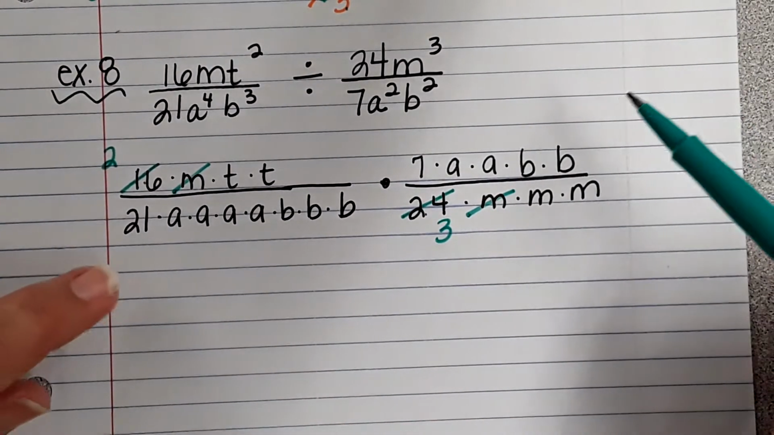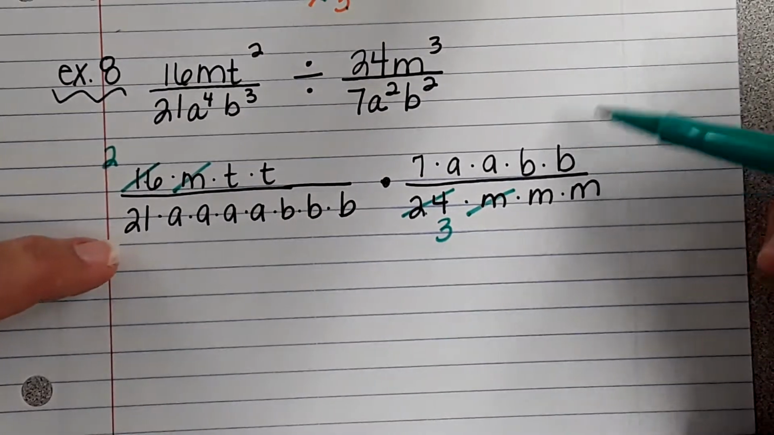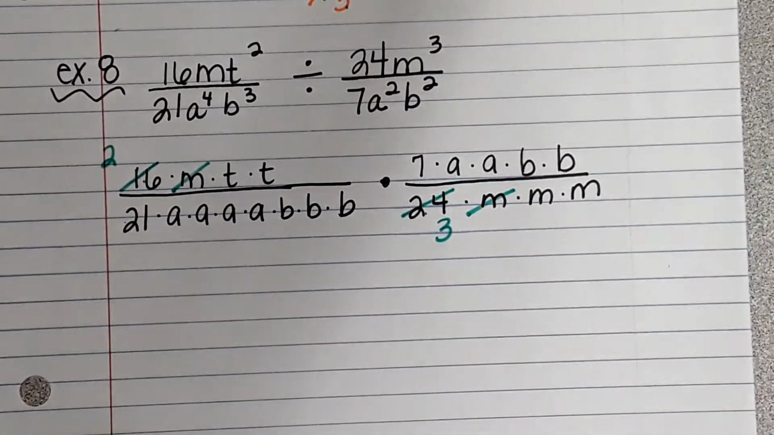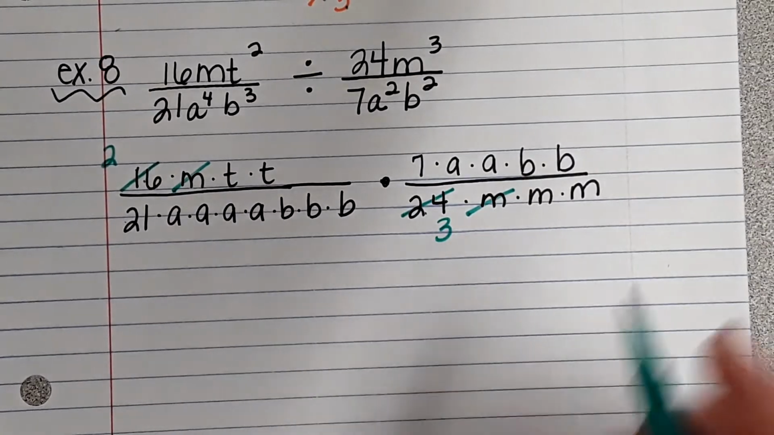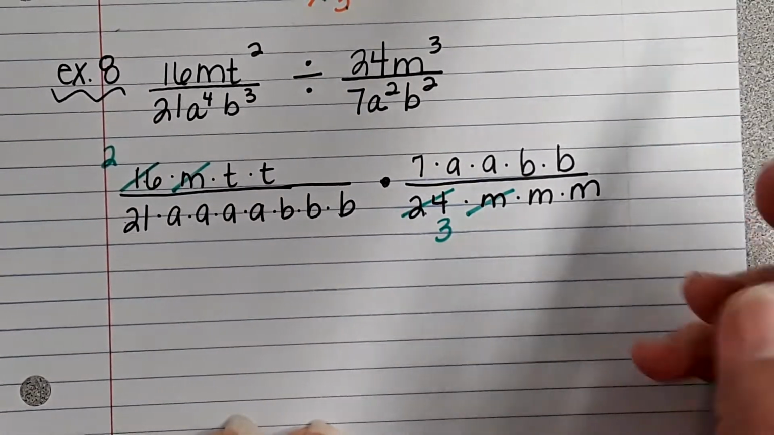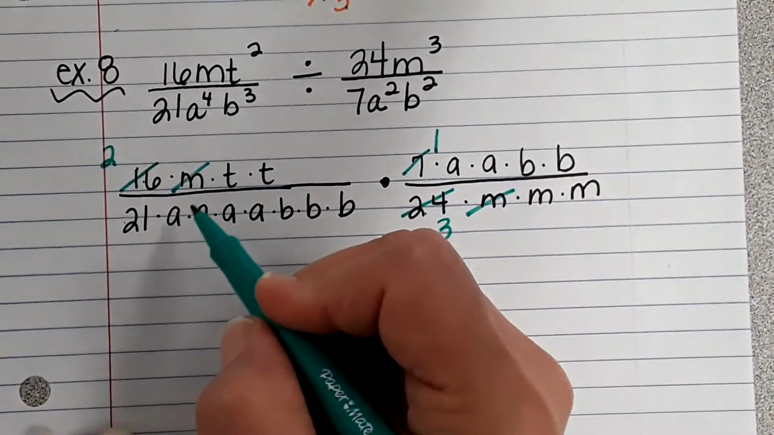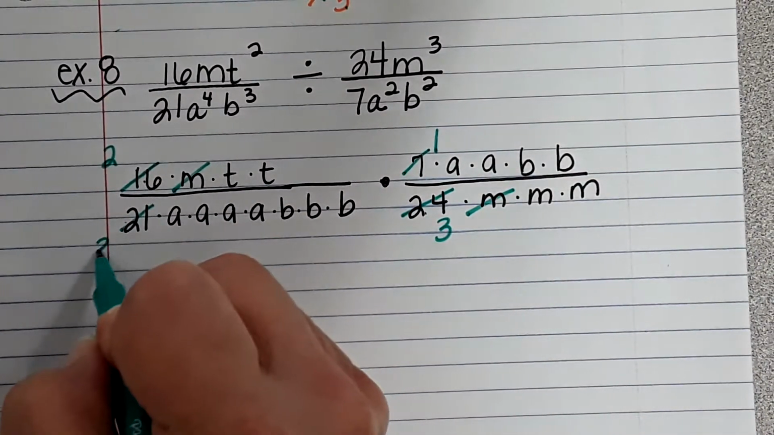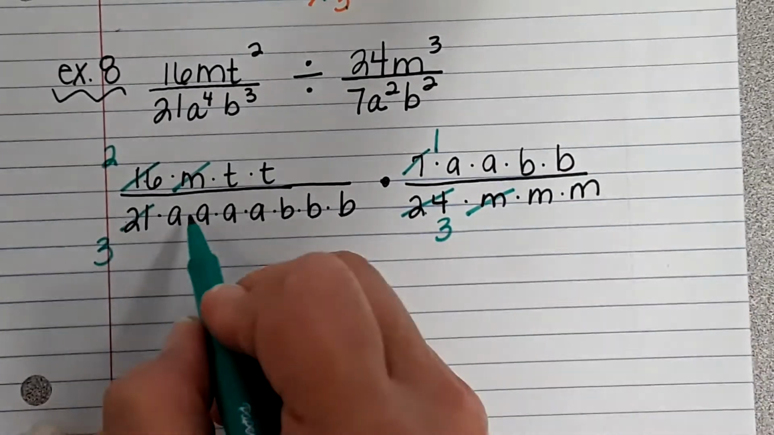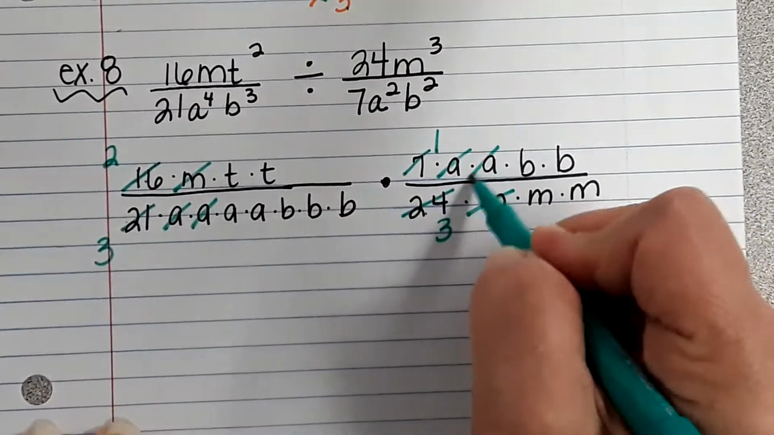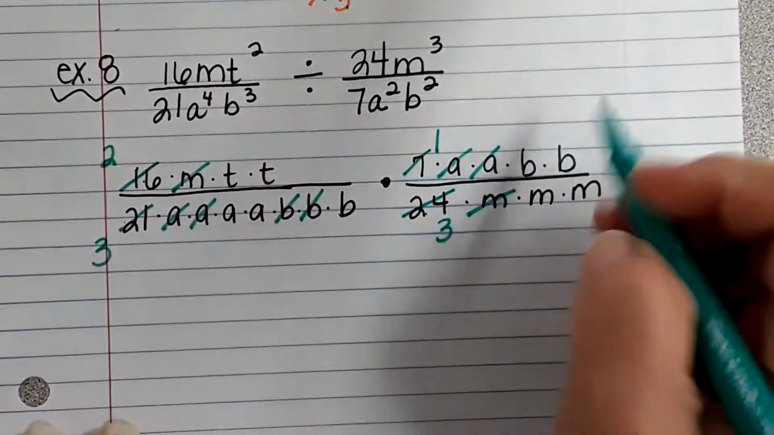Okay. Now we're going to go the other way diagonally. So 21 and 7. Can you reduce those? Okay, so what can I reduce by? So 7 divided by 7 is 1, and 21 divided by 7 is 3. I have 2 A's here, and then I have 2 B's.